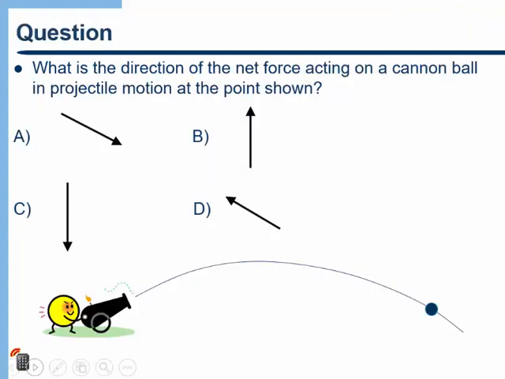Try the following question. What is the direction of the net force acting on a cannonball in projectile motion at the point shown? So here's where the cannonball is in its flight, so it's not yet at the ground, and I want to know, what do you think the direction is of the net force? Pause the video and come up with what you think is the best answer. It turns out that the correct answer is C.